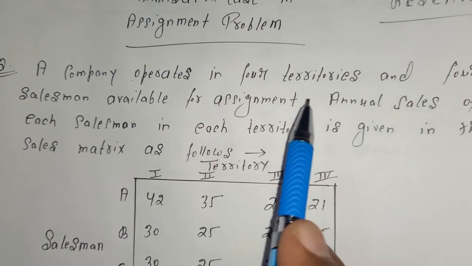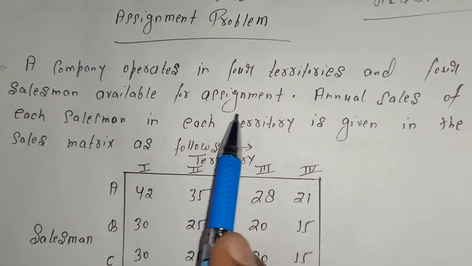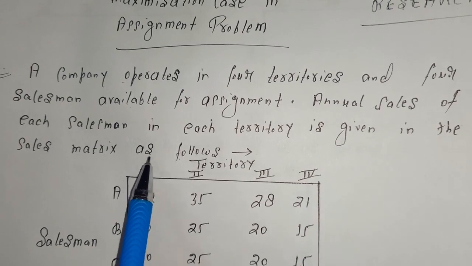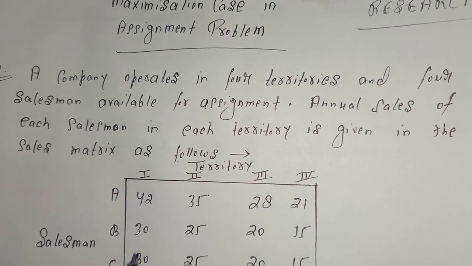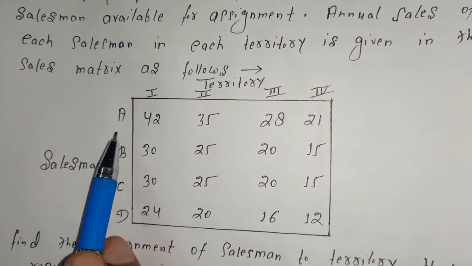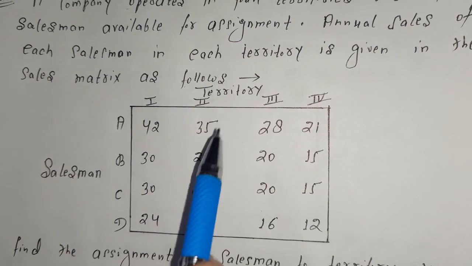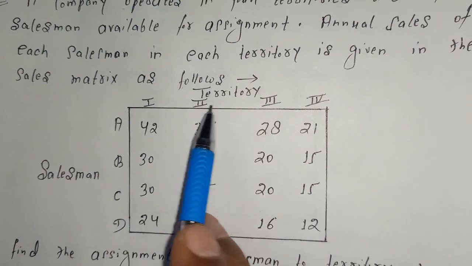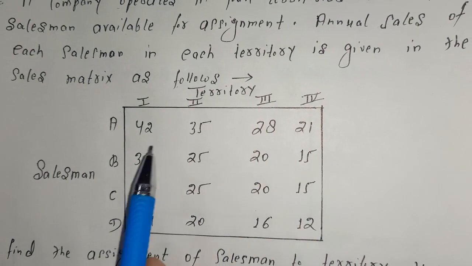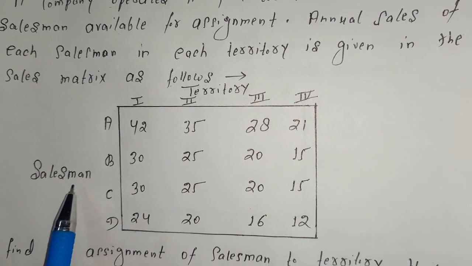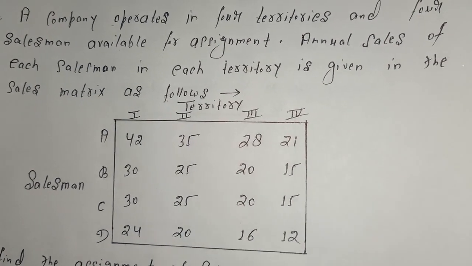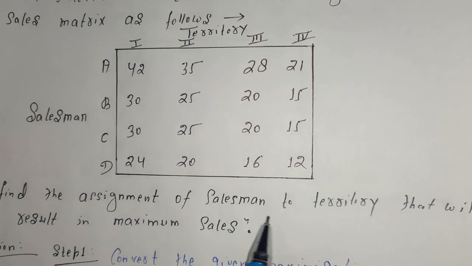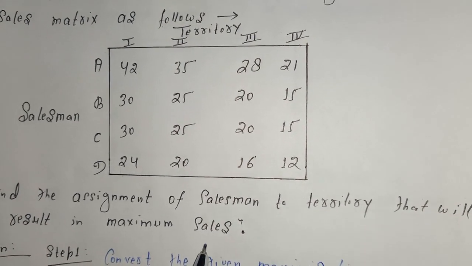A company operates in 4 territories and has 4 salesmen available for assignment. The annual sales of each salesman in each territory is given in the sales matrix as follows. So here you are given a matrix. Salesmen A, B, C, D: 4 salesmen are there. 4 territories are there: first, second, third and fourth. The sales by each salesman in each of the territories is given in the matrix. Find the assignment of salesmen to territories that will result in maximum sales.